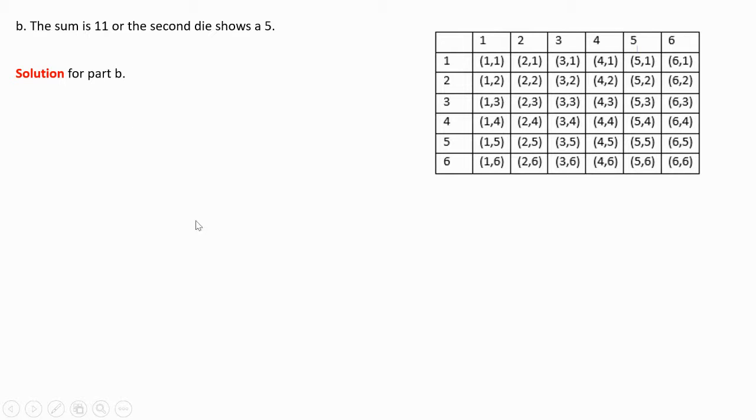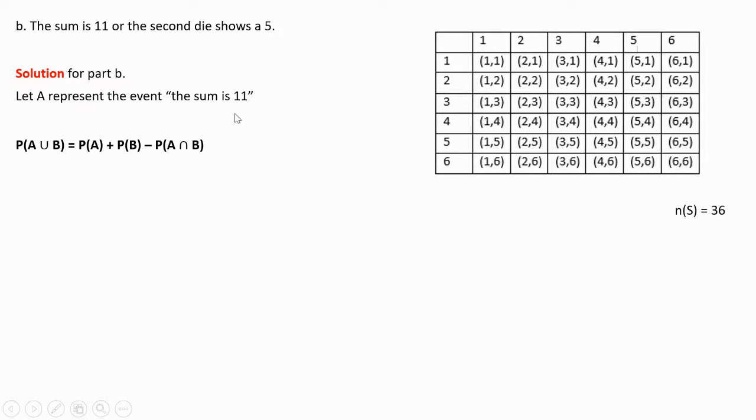Okay, now for part B, the sum is 11, or the second die shows a 5. So solution for part B. Okay, so let's see here. So the sample space is again 36. So we're going to let A represent the event the sum is 11, because that's the first one. So these are ones that are 11 here. These two get up to 11, which is equal to 2, because there's only these 2 here.